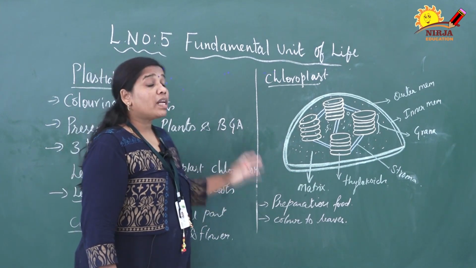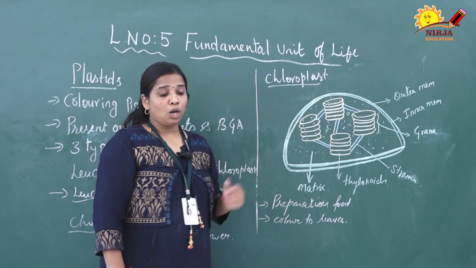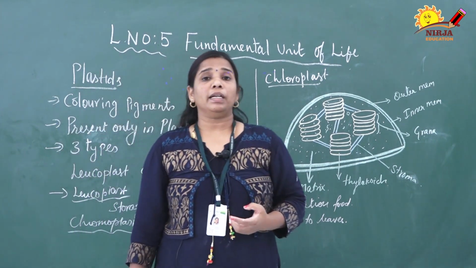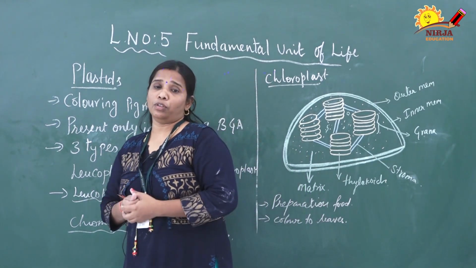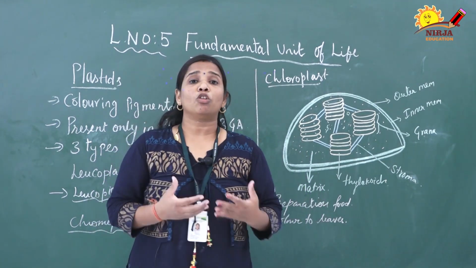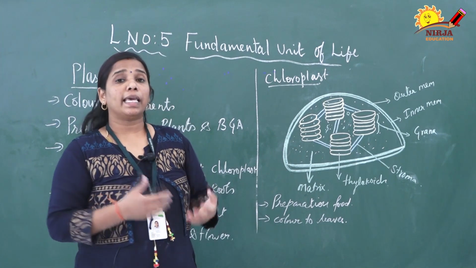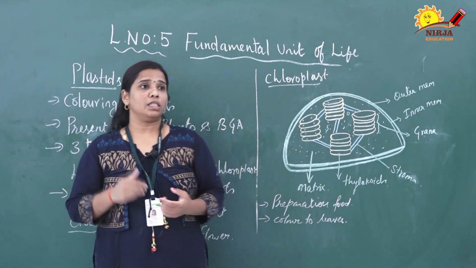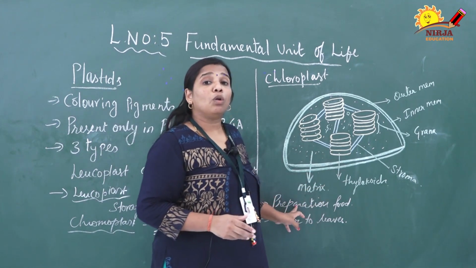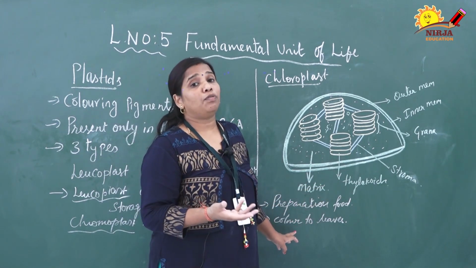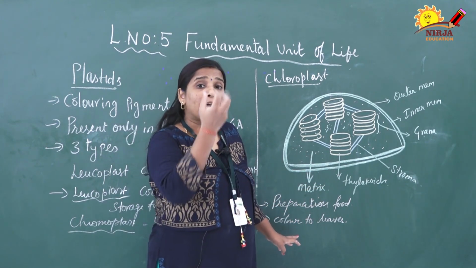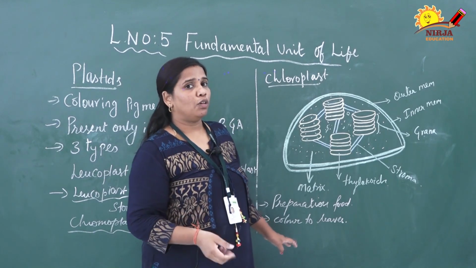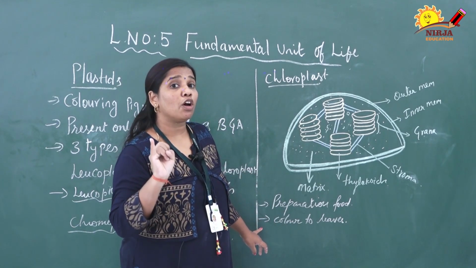Next, what is the function of the chloroplast? With the help of the chlorophyll pigment, plants can make their own food. As we all know, plants have an autotrophic mode of nutrition. They prepare their own food by the process of photosynthesis. With the help of chlorophyll, it traps the sunlight and makes the food. So the main function is preparation of food.